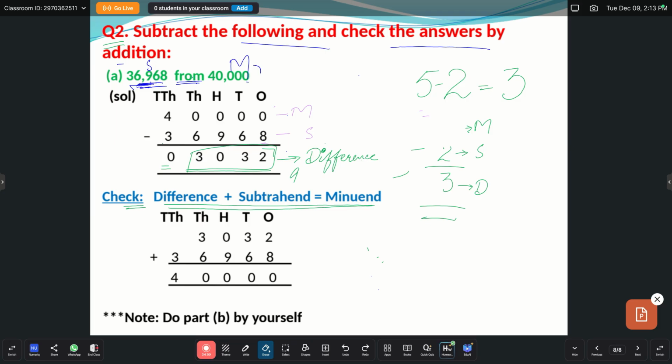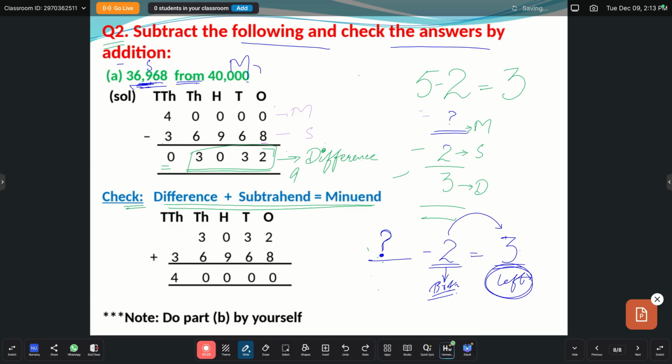I don't know how many apples I was having in the beginning. But I know one thing, that my brother took away these 2 apples, and now I am left with 3 apples. Can you find the total number of apples that I was having in the beginning by using these 2? Yes, you can. How can you, beta?